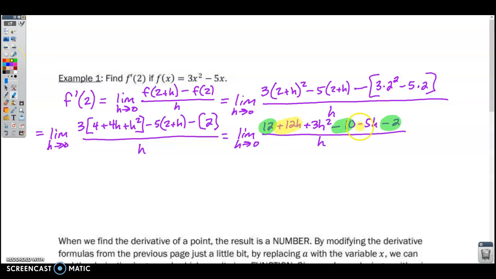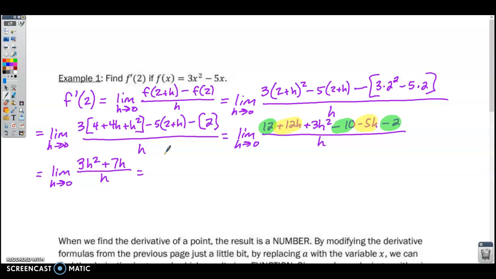And then I've got h's that are going to combine together, and by the time it's all said and done, this is going to turn into the limit as h approaches 0 of 3h squared plus 7h all over h. It is very important when we're finding these derivatives using the limit of a difference quotient that all the terms in the numerator end up having an h in them, at least when we're dealing with polynomial functions or anything like that. And now I'm going to continue forward to find this limit.